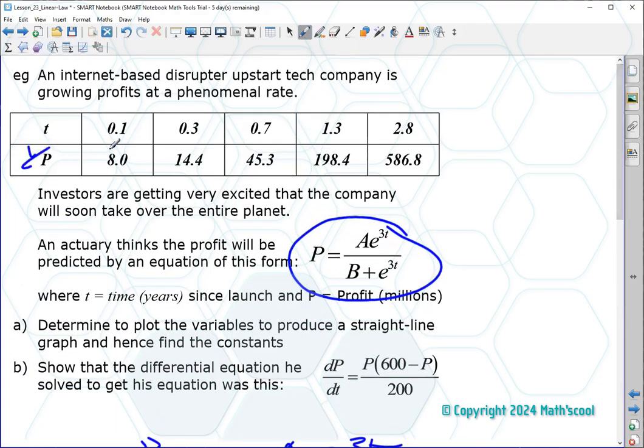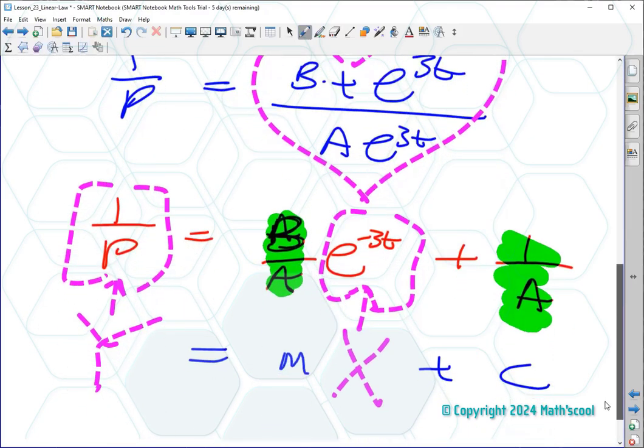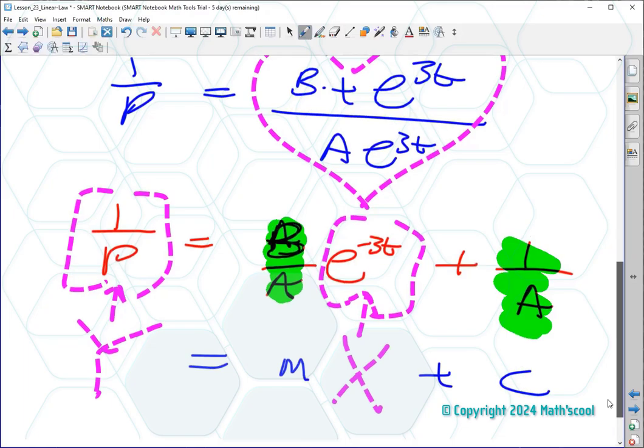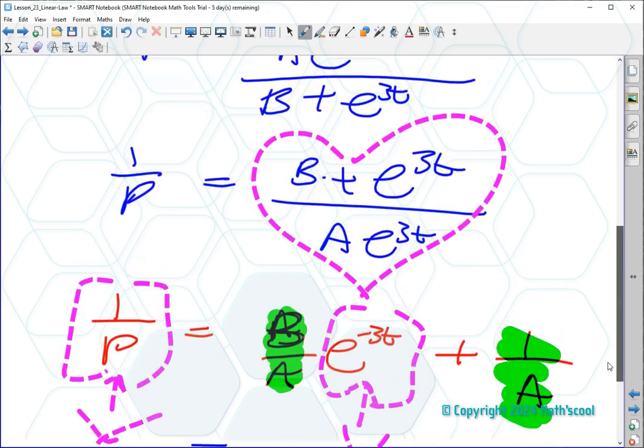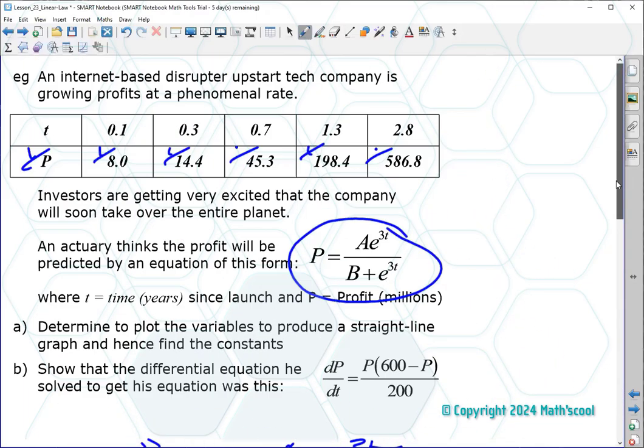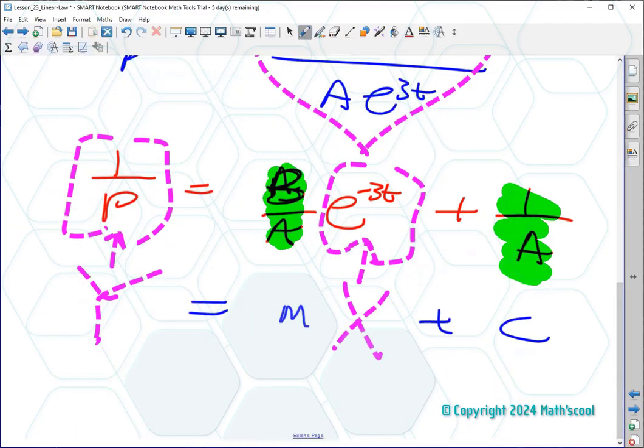I'll recip all the values. I will do e to the power of minus 3 times t value, so e to the minus 3 times each of these t values. And then when I ask the calculator, I'll get a straight line.